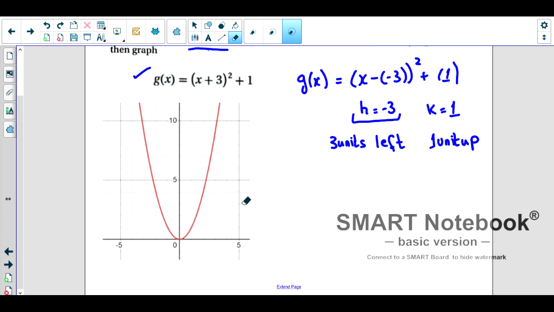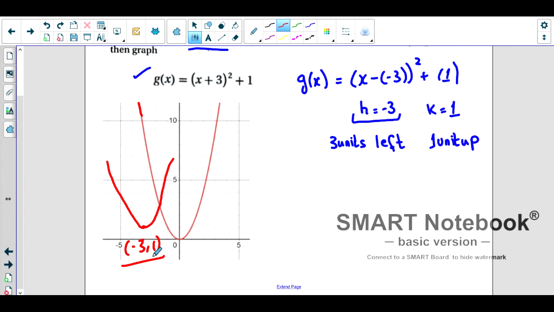This is (0, 0). Now here −1, −2, −3, this is −3, and 1 unit up, so this is my new vertex. This graph which we have here, now we will shift it here, the same way. I have not drawn it properly, I tried roughly, it will be something like this, and this vertex will be labeled as (−3, 1). This is how we shift the graph.